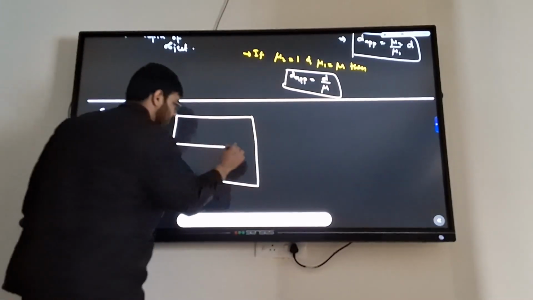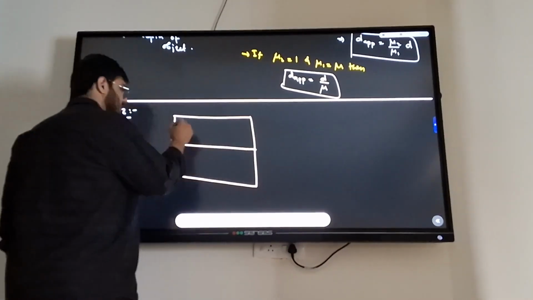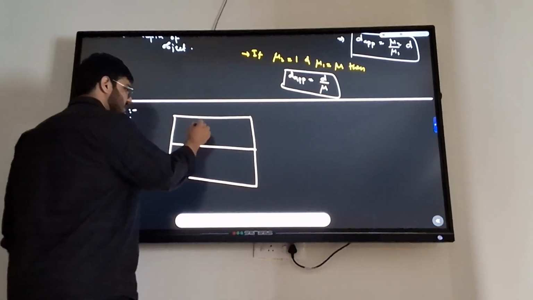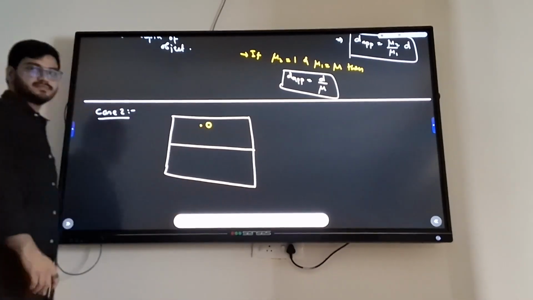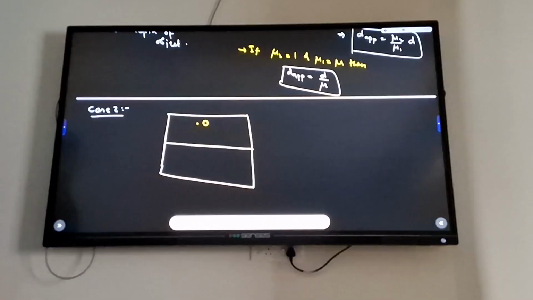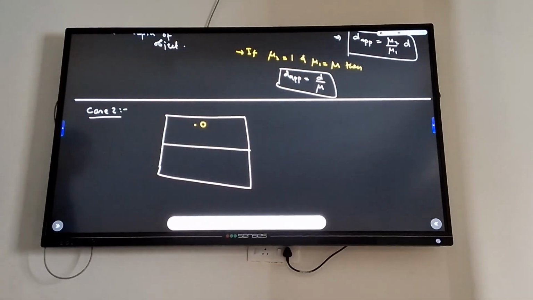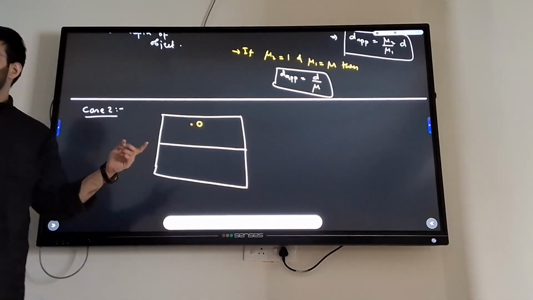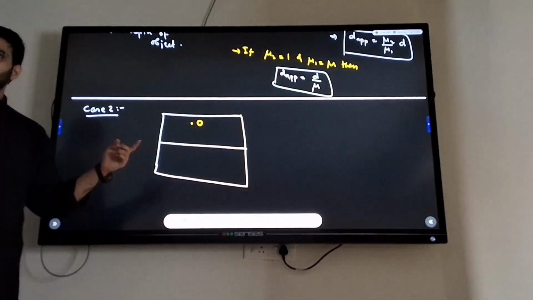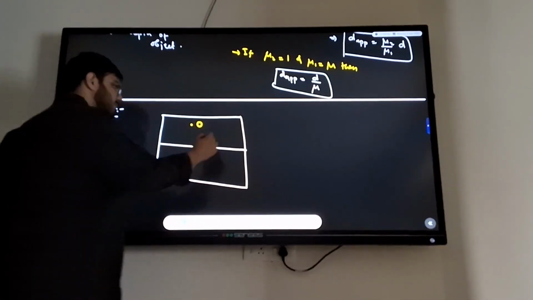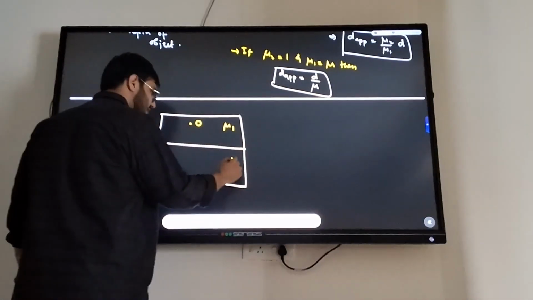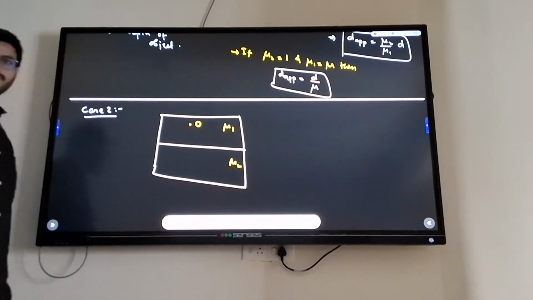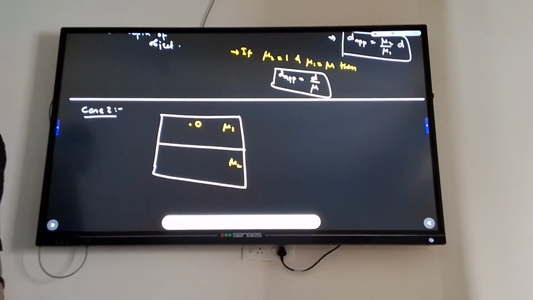You have two mediums here. Now let's say the object is placed here, and which should I consider mu1 and which should I consider mu2? mu1 is the above one, mu2 is this one. Then how will it go?